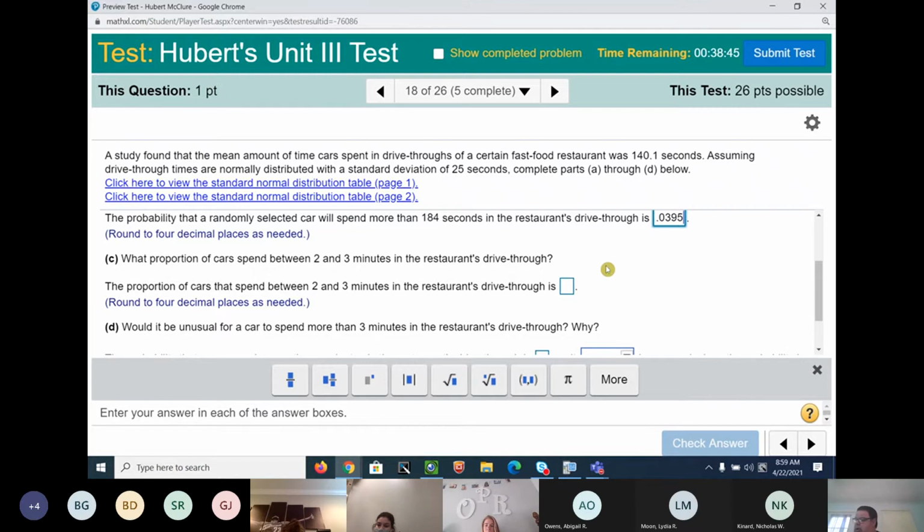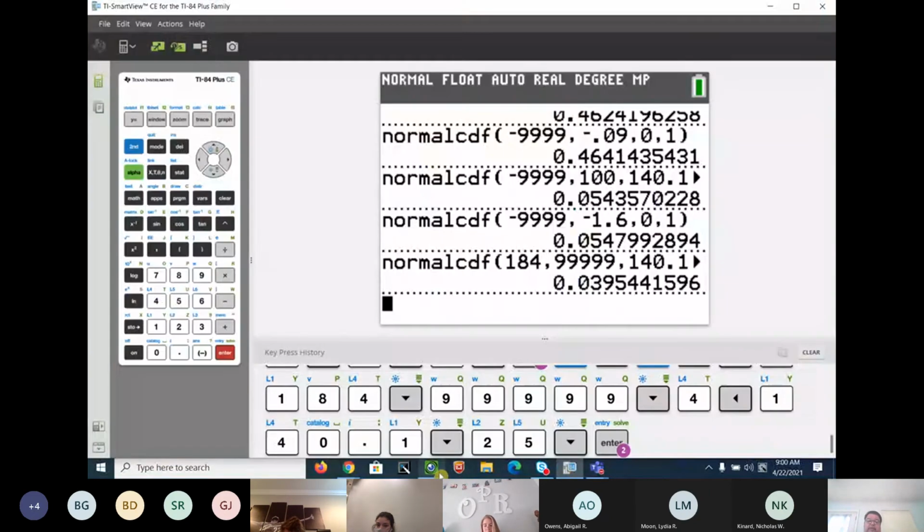Okay, so I got to find between 120 seconds and what? How many seconds are in 3 minutes? 180. See how they catch you on this one? And some students will just look at it and stare at it for 15 minutes.